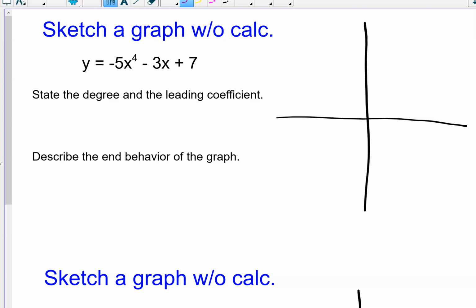Okay, so the next part here I'm going to do is sketching a graph without a calculator. We haven't used a calculator at all on these. State the degree and the leading coefficient of this. So the degree would be to the 4th power, and the leading coefficient is going to be -5.